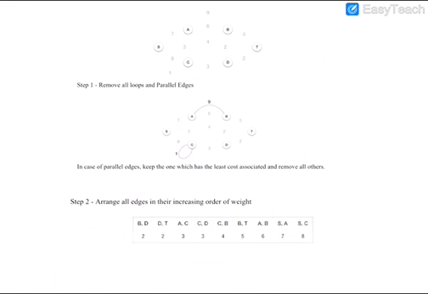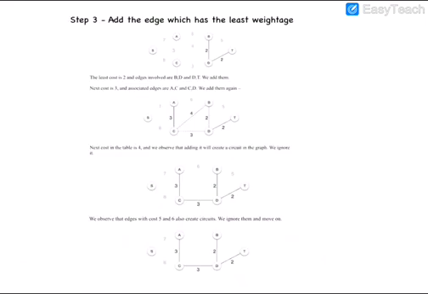Coming to the second step, after removing the parallel edges and loops from the graph, we have to consider the weights of all the remaining edges in our given graph, and arrange them in increasing order of weights. Now you can see the increasing order of the weights: BD with 2, DT with 2, AC with 3, CD with 3, and so on. So we have arranged the edges in monotonically increasing order of weights. After arranging that, we move on to step 3.